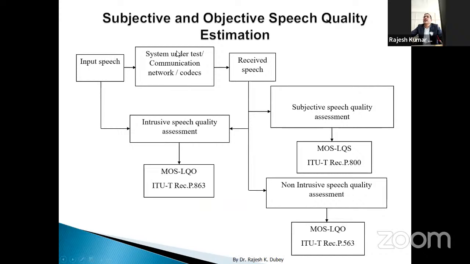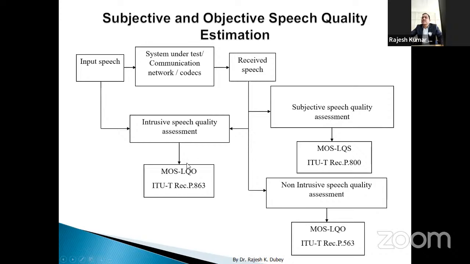The signal goes through the system under test and becomes the received signal. If we take the features of the input signal and the received signal and compare them, it is called an intrusive technique. If we only use the received signal, it is called non-intrusive.